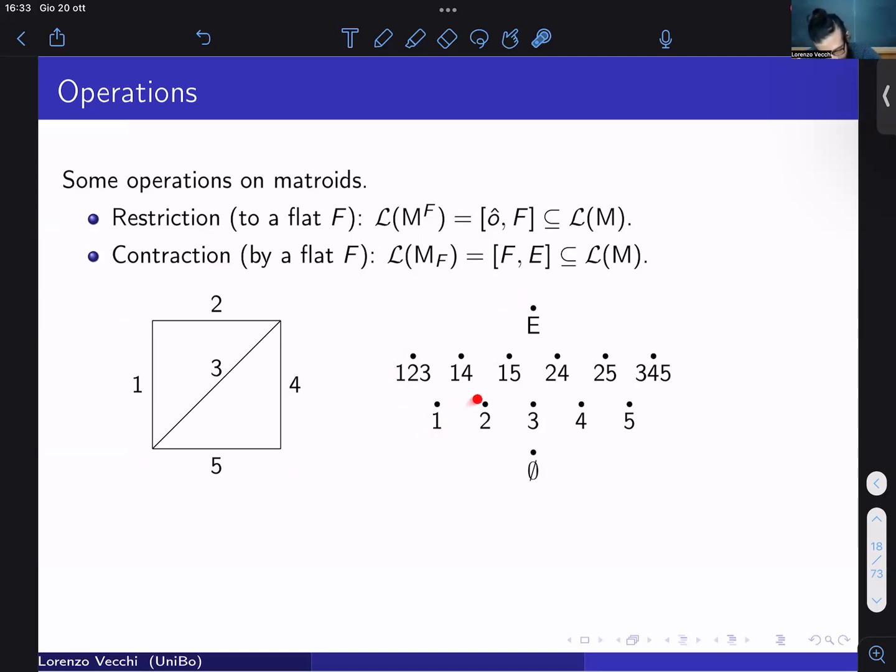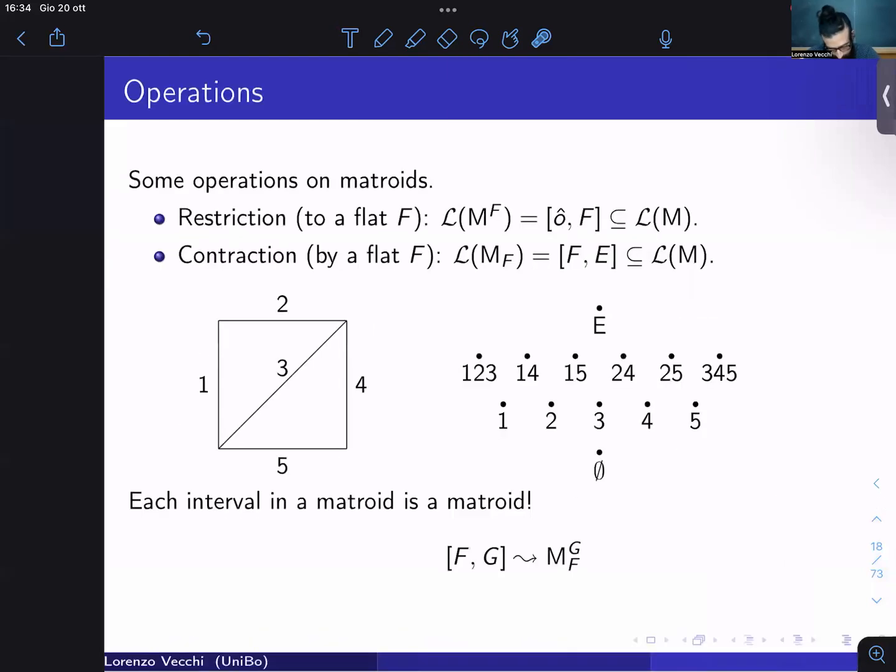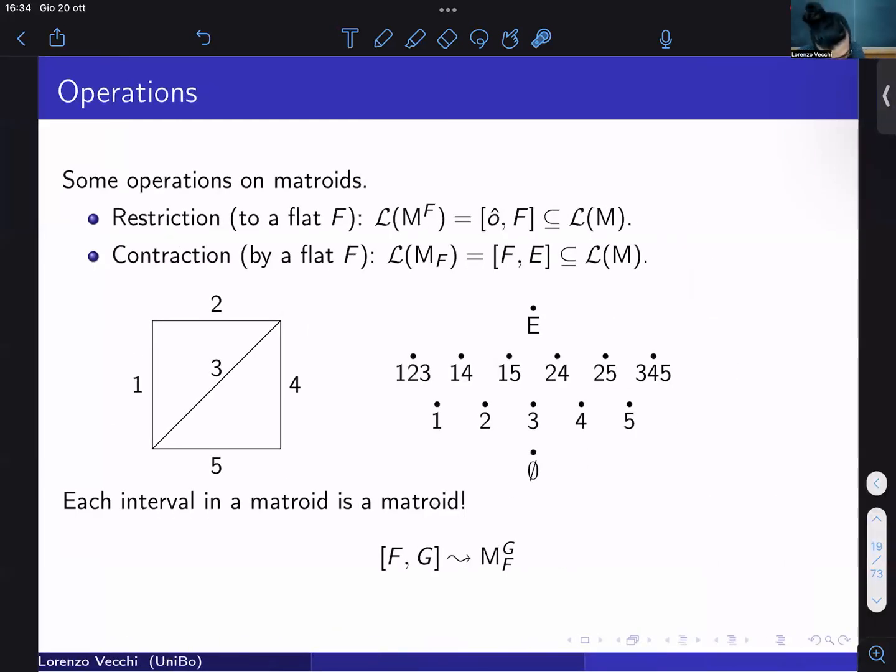So the lattice of flats, and I state that the lattice of flats is exactly this interval over here. With these two operations, we also know that we can state this proposition: every interval in a matroid is a matroid, meaning that if I start from any geometric lattice, I can take an interval, and what I obtain is a new geometric lattice. Because if I take the interval fg inside the lattice of flats, this corresponds to a new matroid where I contracted something and restricted to something else.